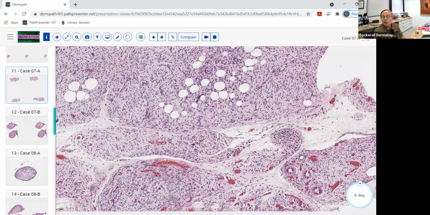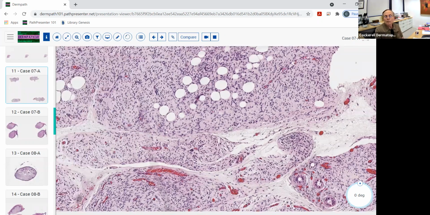Sometimes they can have a forme fruste of it. They may just have one plexiform neurofibroma, and then maybe someone down the line gets a more serious widespread manifestation of the disease. But certainly you want to diagnose this if you see a plexiform neurofibroma. You want to think in terms of the possibility of NF1 neurofibromatosis.